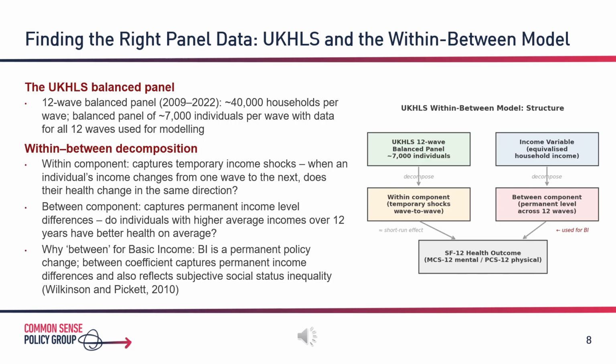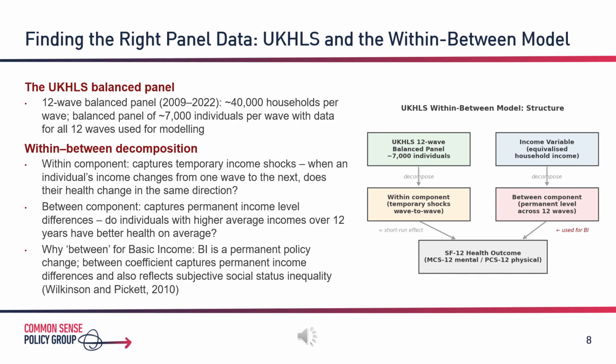It also captures something additional: the relative position in the income distribution, which Wilkinson and Pickett's Spirit Level research suggests is independently health-relevant through mechanisms of social status comparison and trust. For predicting the health effects of basic income, the between coefficient is the right one to use. Basic income is not a temporary income shock. It is a permanent policy change that would alter households' income levels indefinitely. The between coefficient, which captures permanent income level differences, is therefore the appropriate basis for the prediction.